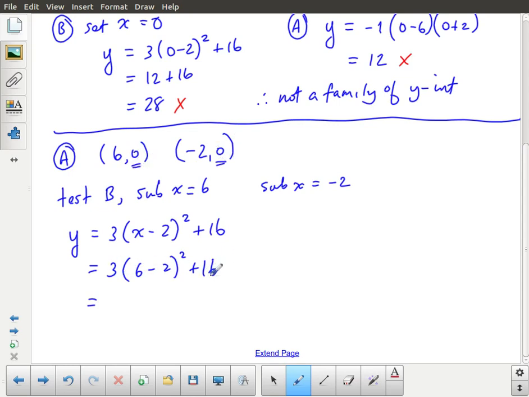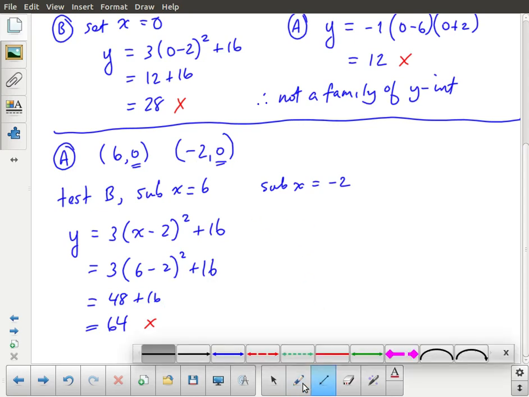Even if it becomes obvious that it won't be 0, we can stop there, but I'm going to finish it. 6 minus 2 is 4. 4 squared is 16. 3 times 16 is 48, plus another 16, which is obviously not 0. You could stop here, but 48 plus 16 is 64. It is obviously not true, so I can stop. It is not a family of the same zeros. With this one, I'm not going to carry on. But if this was correct, I would have to check the other point, and if that was correct, I would have to go on to relation C.